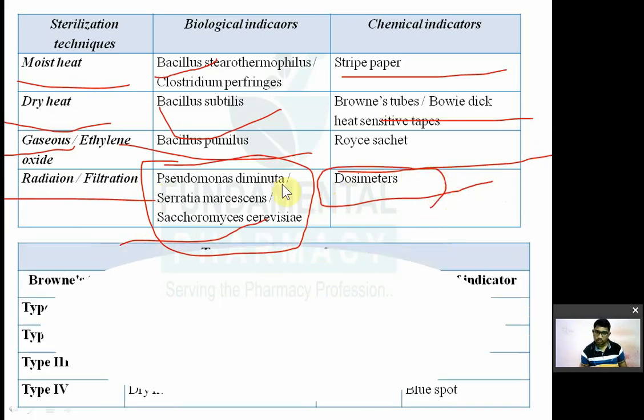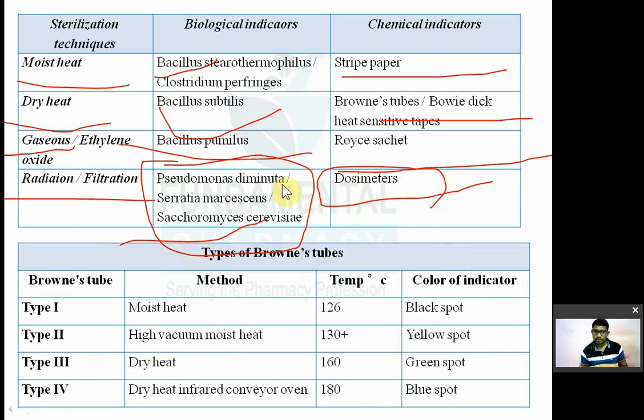Okay, now there are types of Browne's tube too. Browne's tube is used as a chemical indicator for validation of dry heat sterilization.